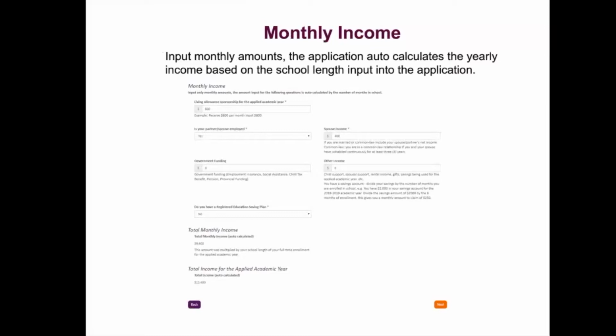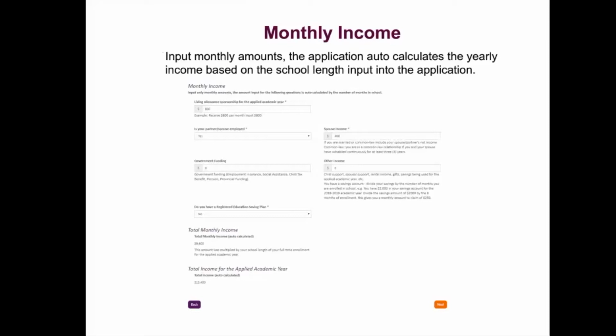So monthly income. So input monthly amounts. The application auto-calculates the yearly income based on the school length input into the application. So if you see on the top there, and once again, I do apologize if the lettering is small. However, once you review the application, I promise you it's not that small and it's really legible. So the living allowance sponsorship for the applied academic year. So this would be from your band sponsorship or your Métis organization or anyone that is sponsoring you. If you are receiving living allowance, that's the amount that you would be putting in there.